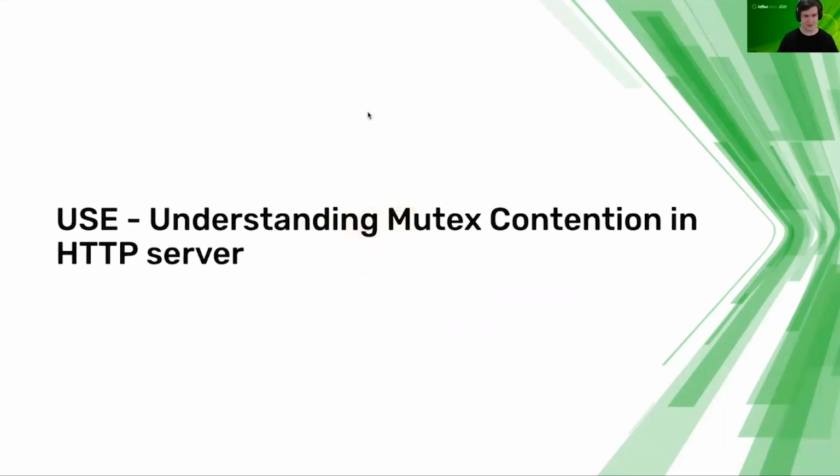I know that there's this mutex in my server. I wonder if it's under a bunch of contention. So what I can do is take this USE style of understanding and think about what the resources in my server are, and I can start to look at the utilization, the saturation, and the errors associated with that resource.